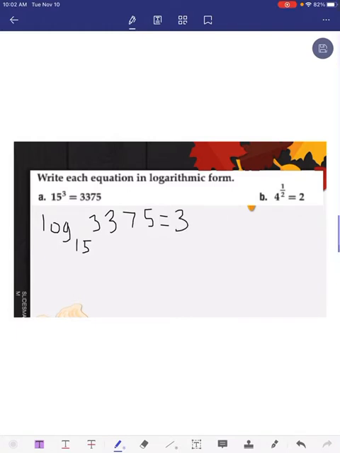Then on my other one, again, my base this time is going to be 4. Logarithms equal exponents, so I know that my logarithm is going to equal 1/2. And then on the inside, I'm going to have 2.